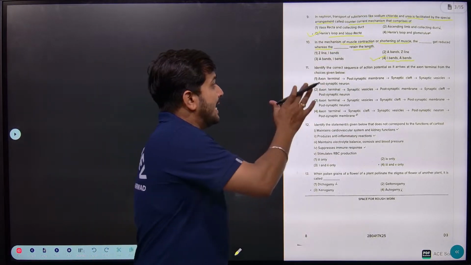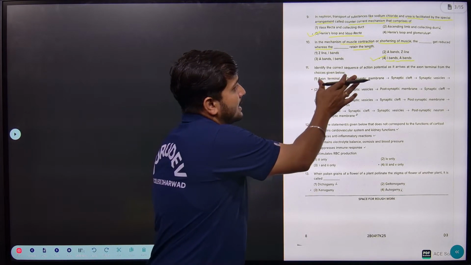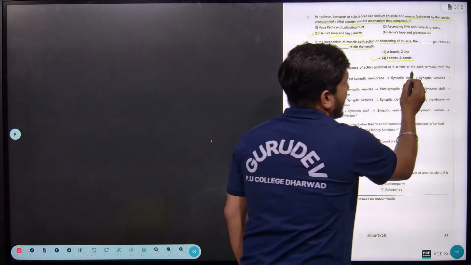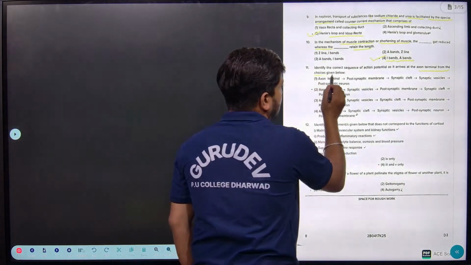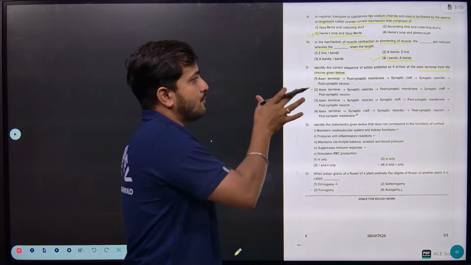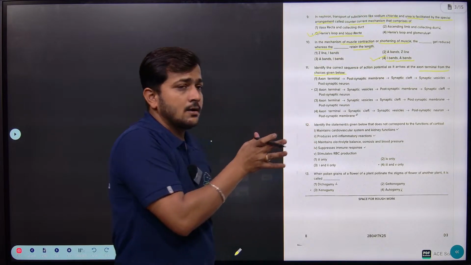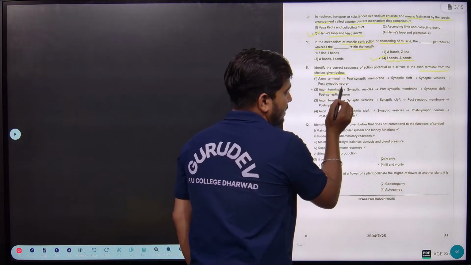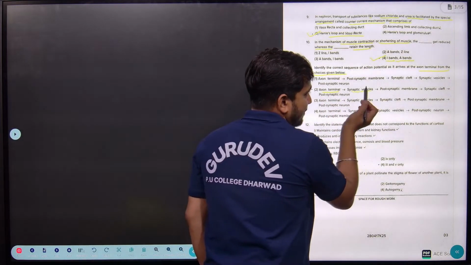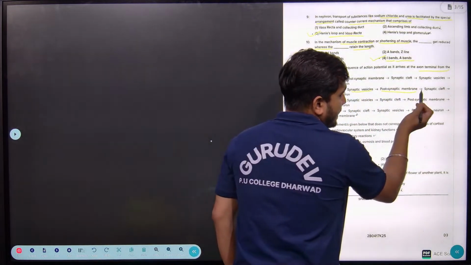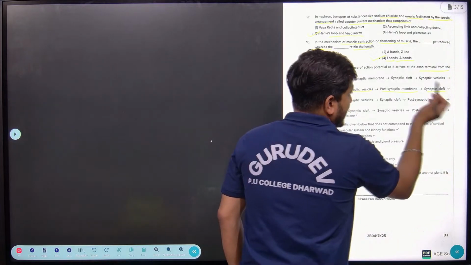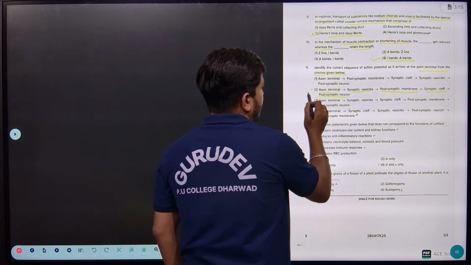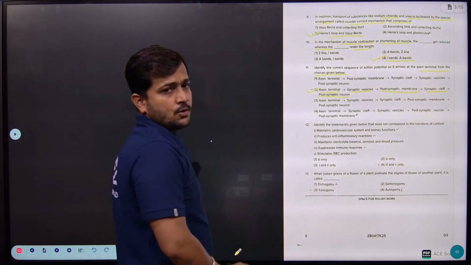Then, identify the correct sequence of action potential as it arrives at the axon terminal from the choices given below. With respect to the axon, the first is the axon terminal, followed by synaptic vesicles, then the post synaptic membrane, then the synaptic cleft and the post synaptic neuron. So the 11th answer is 2.